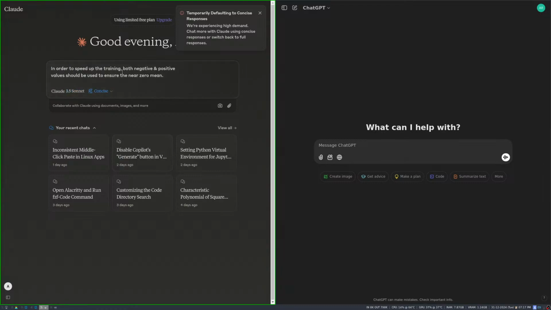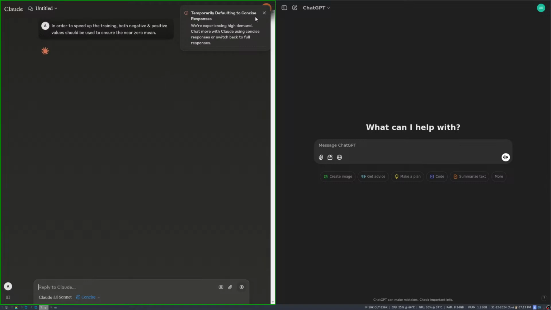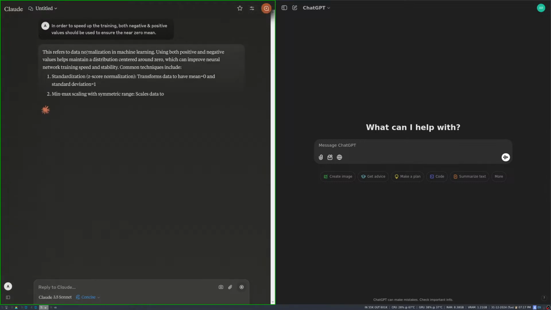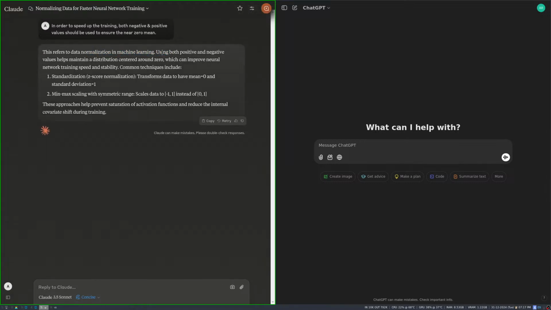Answer concisely short. Data normalization. Using both positive and negative values help maintain distributions, sensing errors and always can improve neural networks predictability.